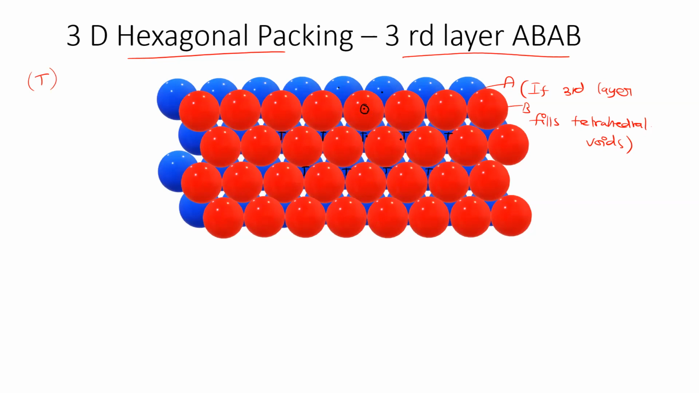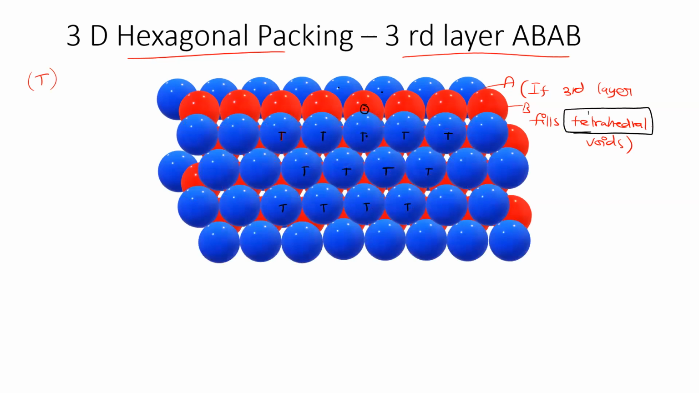That's it. Okay. If the third layer fills the tetrahedral void, where is the tetrahedral void? The T-shaped void. These are all tetrahedral voids. Am I right? Behind that T, what color is there? Blue color. So then, if I want to close the void, what color should I give? The same layer, that is blue color. Okay.